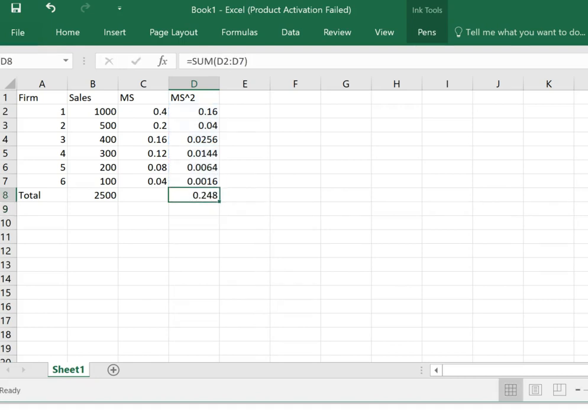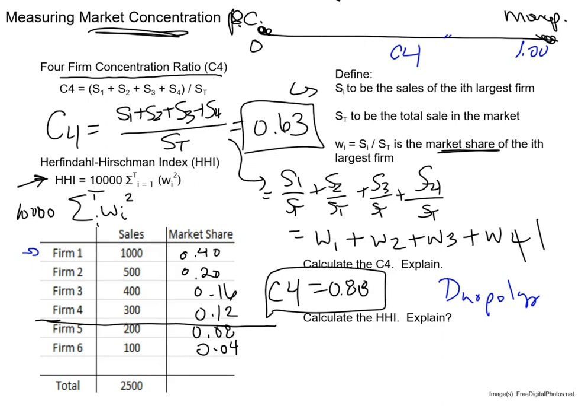I'm missing one thing about this. We take the sum of the squared market shares and multiply it by 10,000. So the HHI for that data is 2,480. What does that mean, right? That's a ridiculous number. It's an index, so it doesn't tell you a whole lot. Remember that it's an index, so the value itself isn't very useful.